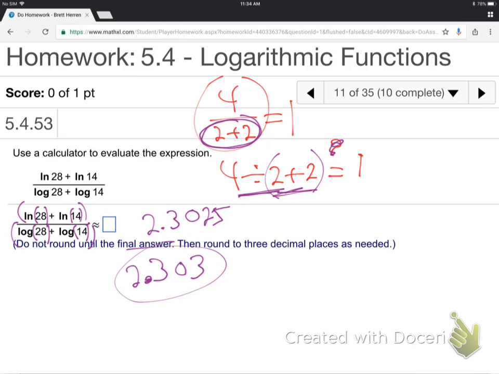Notice those are LNs on the top and regular logs on the bottom. LN without this is log, and then log without this is just base 10. I'll show all that in a minute. Are you guys getting that okay in the calculator?